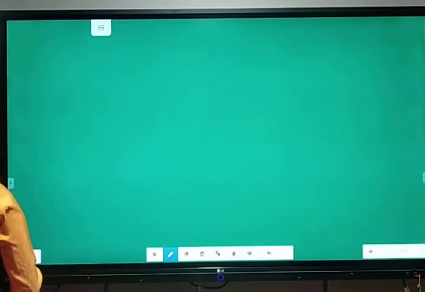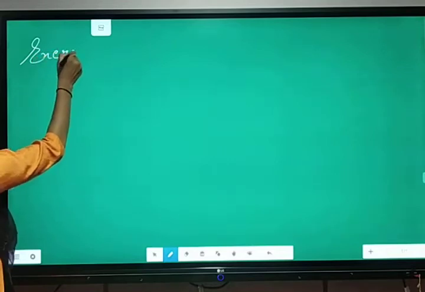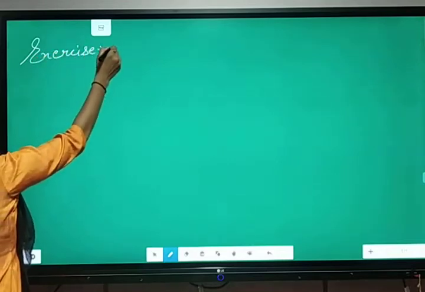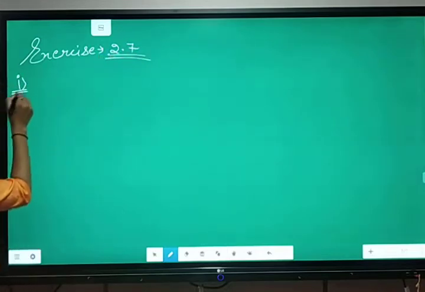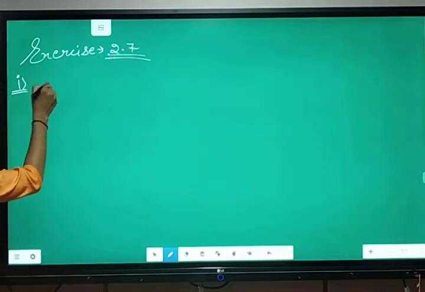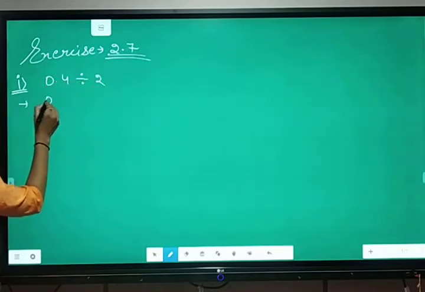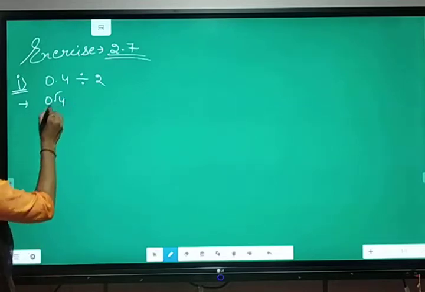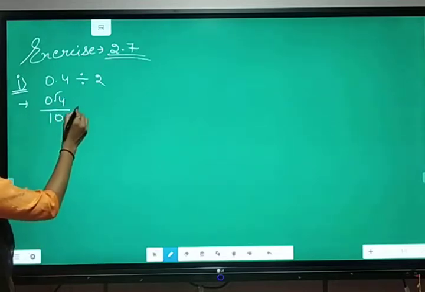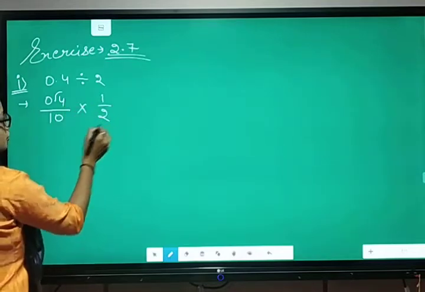Next question is exercise 2.7. Question number first is 0.4 divided by 2. First step is remove the point from 0.4. There is one digit right of the decimal point, so we write denominator 10. Reciprocal the second fraction and sign will be changed, 1 upon 2.